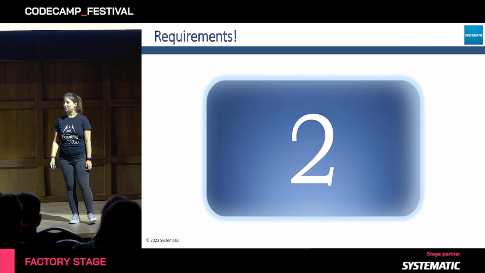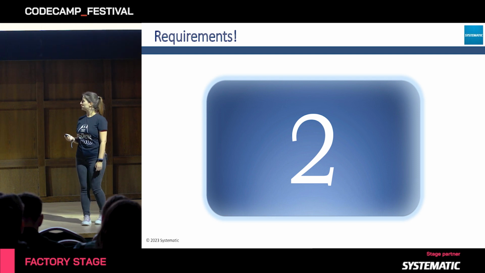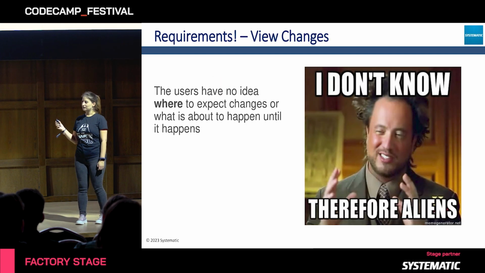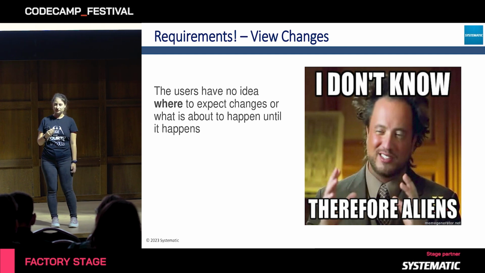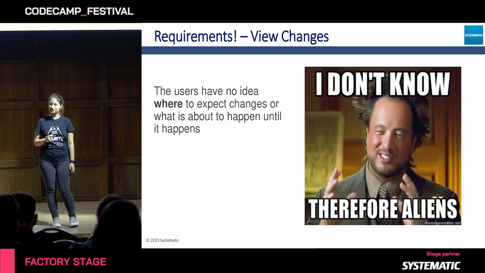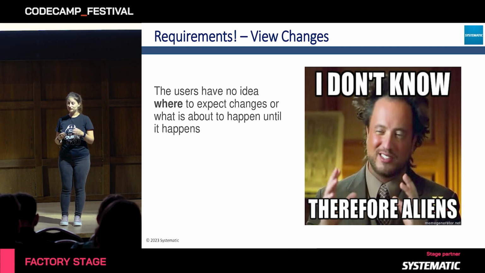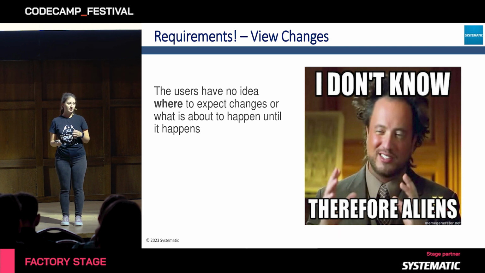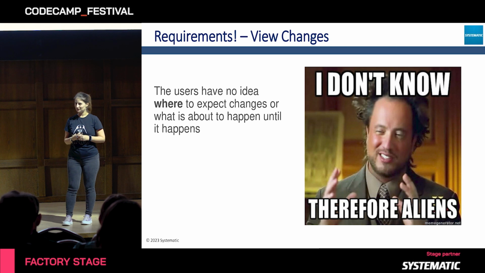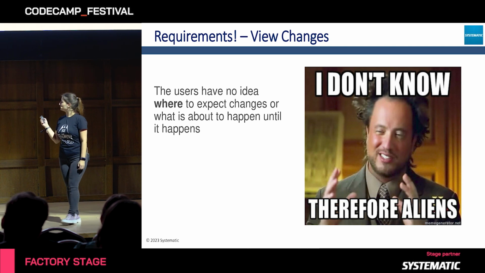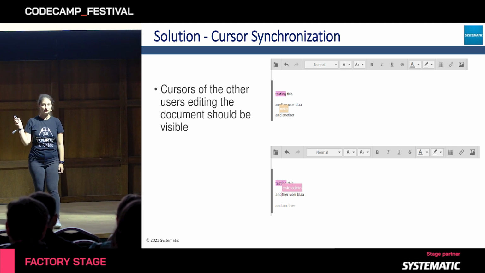Our second requirement. Okay, we have this algorithm, we're not breaking the consistency rule, but how do these users know of each other? So in the example we had earlier, user 1 could have seen that user 2 is actually messing up his or her list by adding numbers to it. So how did we do that? We introduced something called cursor synchronization.